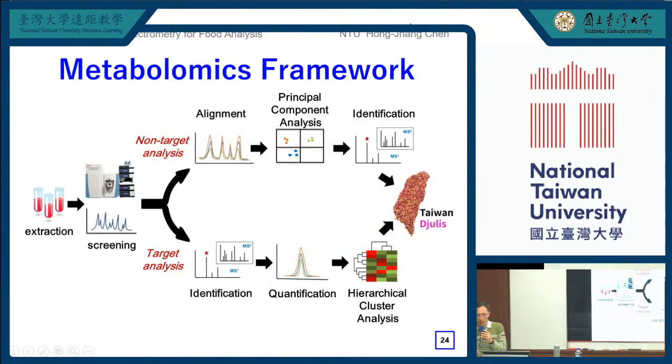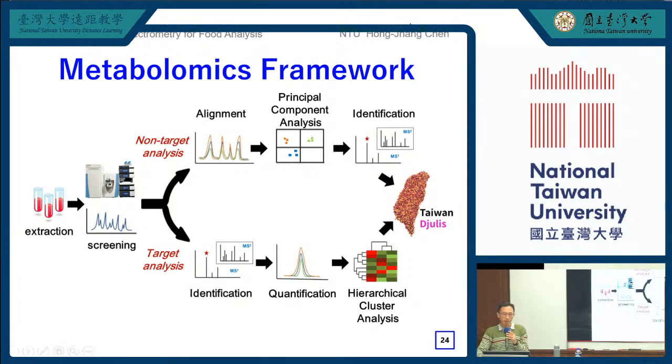So we do a metabolomics study to do that. After extraction, we use MS technology to do both non-target analysis and target analysis for this food authenticity. So what's the difference? For target analysis, we have a target. So we just identify the target compound, and then we quantify the amount of the metabolites, and then we use statistical tools to identify which compound is more abundant, maybe in Julius or maybe in quinoa. That's an easy way, right?